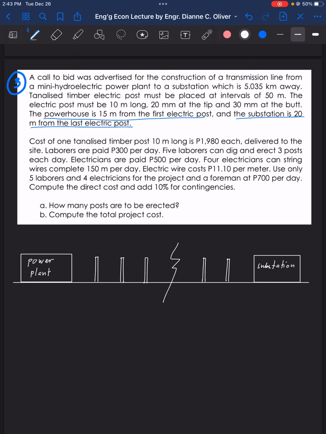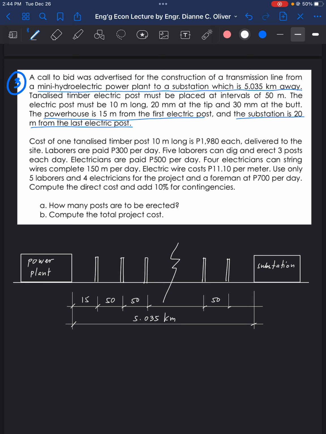So let's break it down here. The mini hydroelectric power plant to the substation is 5.035 kilometers away. So this is 5.035 kilometers, wherein there is an interval of 50 meters here. But for the power plant, this is 15 meters, and for the substation, that is 20 meters.